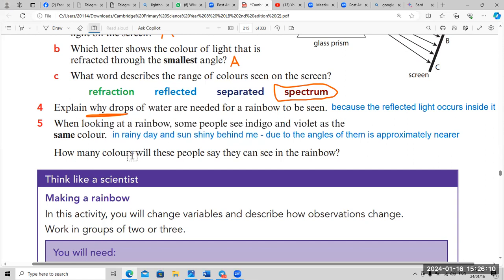How many colors will these people say they can see in the rainbow? How many colors? 7 or 6 or 5?